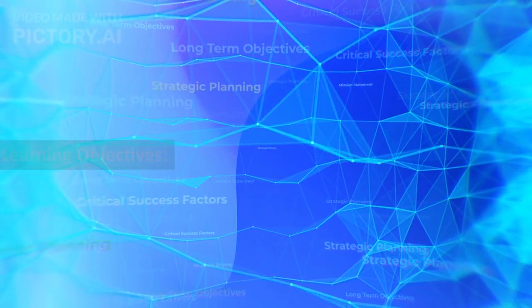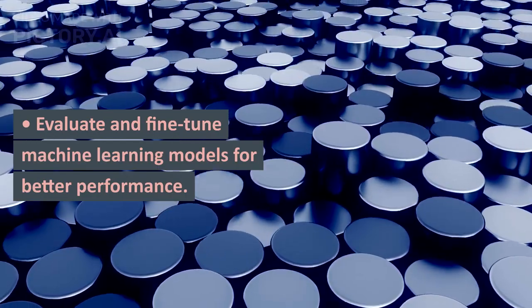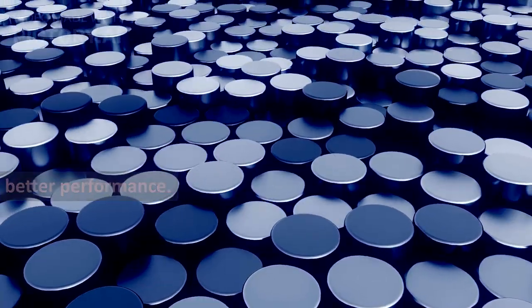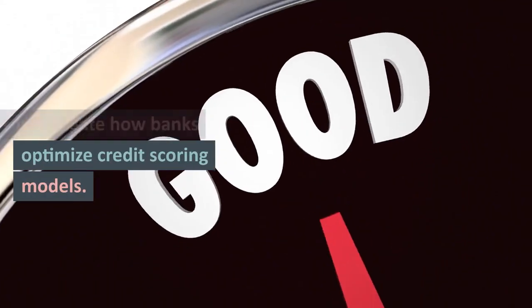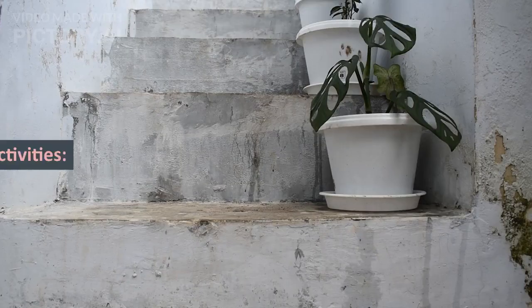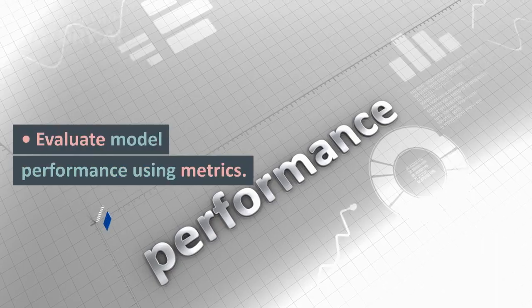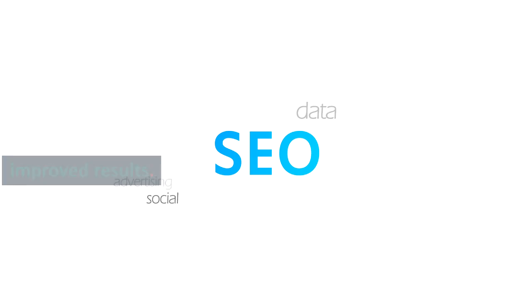Learning Objectives. Evaluate and fine-tune machine learning models for better performance. Real-world example. Investigate how banks optimize credit scoring models. Activities. Evaluate model performance using metrics. Optimize the model for improved results.